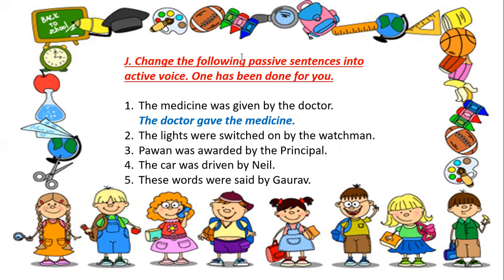Okay. The lights were switched on by the watchman. The watchman switched on the lights. Pawan was awarded by the principal. The principal awarded Pawan. The car was driven by Neil. Neil drove the car. These words were said by Gaurav. Gaurav said these words.